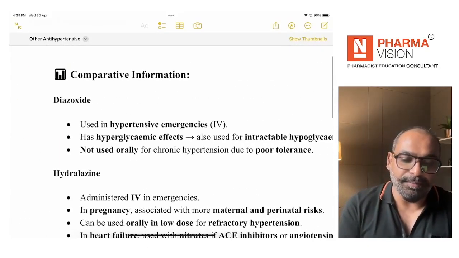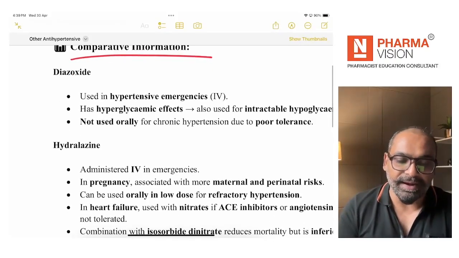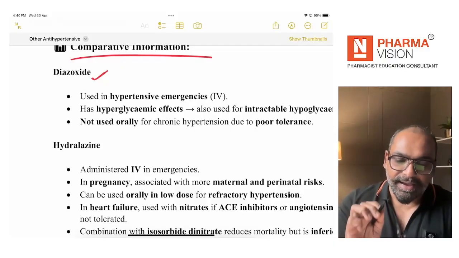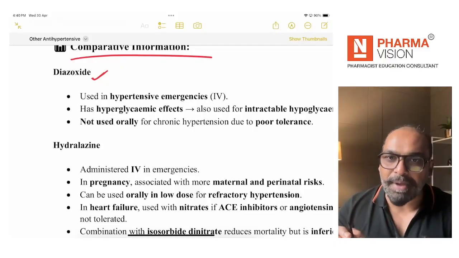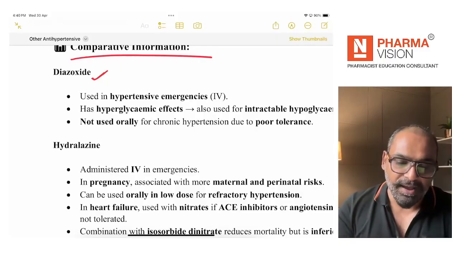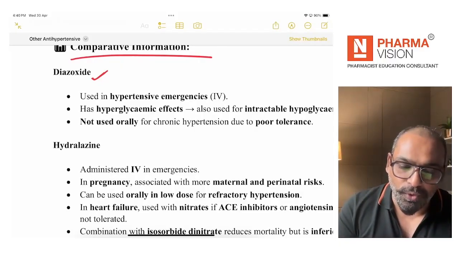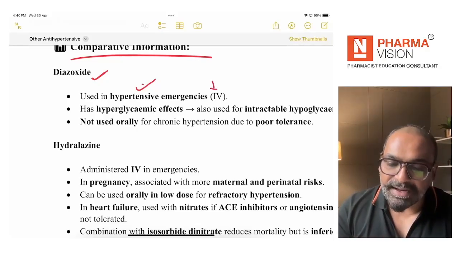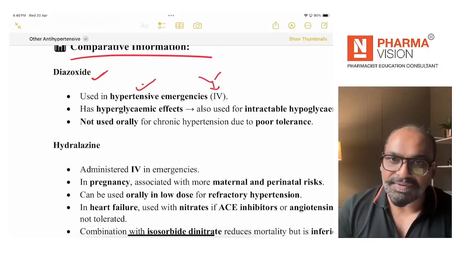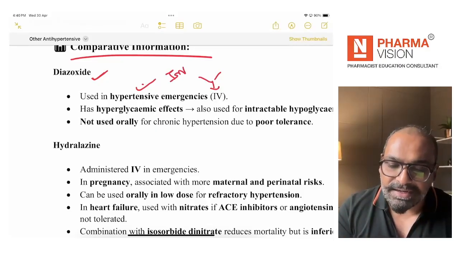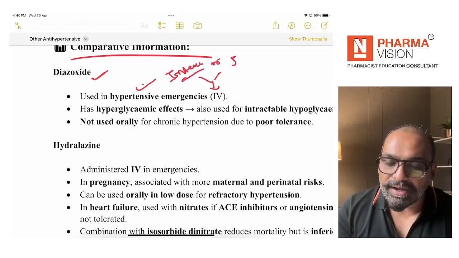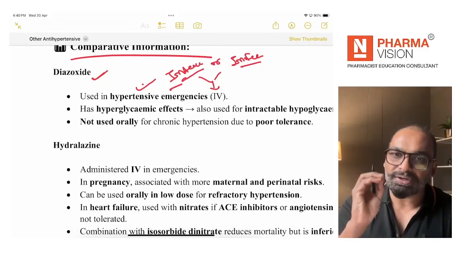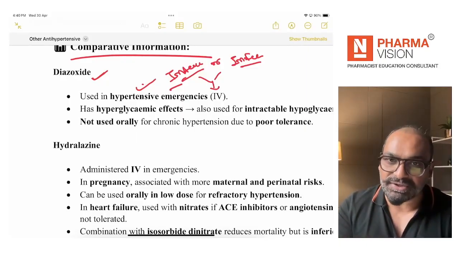Okay, let's jump into the comparative information, like diazoxide. In your examination, diazoxide has 3 key points you must remember. One is that diazoxide is used for hypertensive emergency. Which dosage form? It's IV. You have 2 different IV forms: intermittent or an infusion form. These 2 kinds of administration are possible in hypertensive emergency.